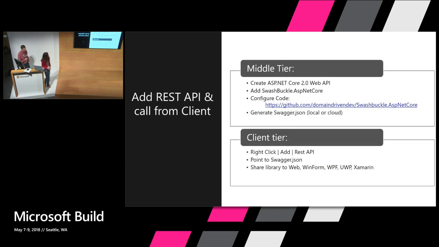There we go. So the next thing I'm going to do is add that REST API client like we talked about before. And that's going to involve some changes to both the middle tier and the client side. So let me go ahead and show you how to do that.